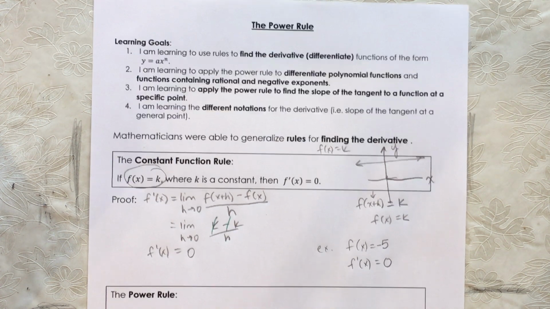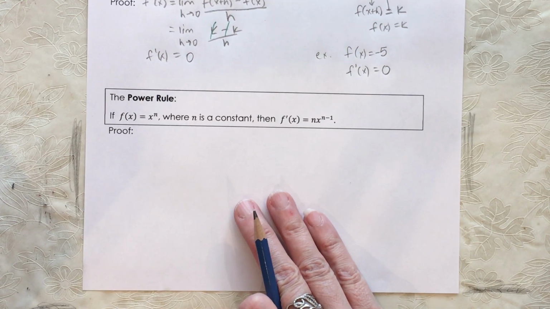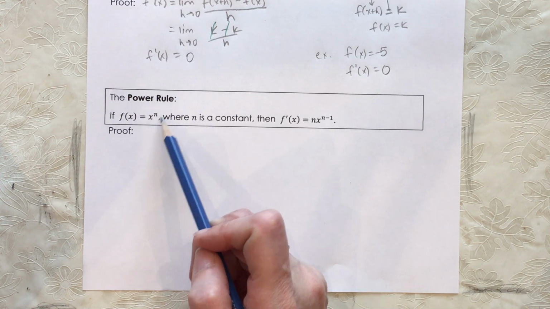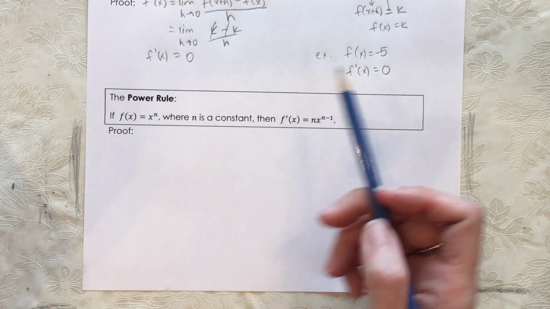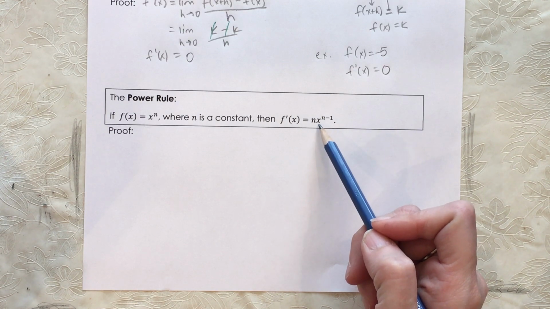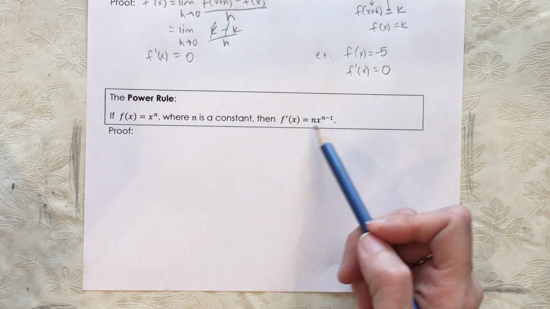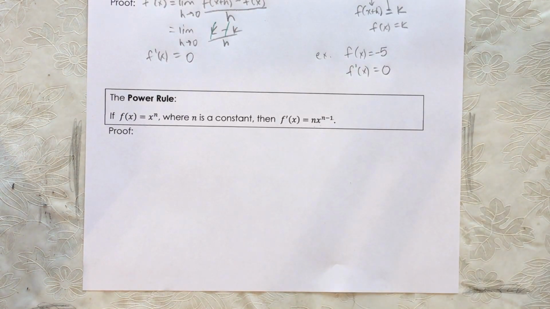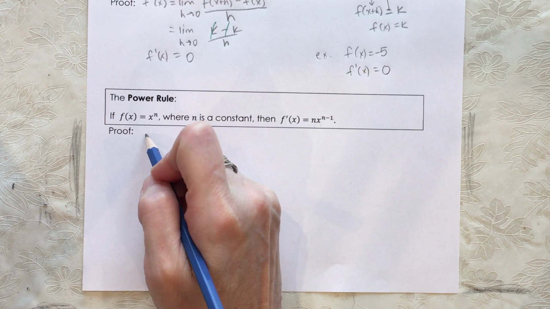The next important one is the power rule. And it says that if f at x is x to the power of n, where n is a constant, then f prime at x is n times x to the n minus 1. So it's saying if we have a power function like this, x to the n, then the derivative is going to be n, so the n from the exponent drops down in front, and we still have x, and then the exponent reduces by 1. Pretty great result. It will really help us to differentiate polynomial functions, but we have to prove it first.